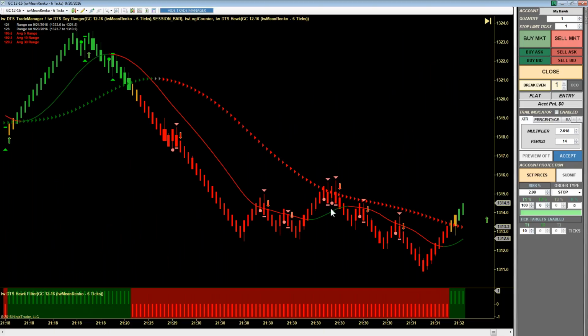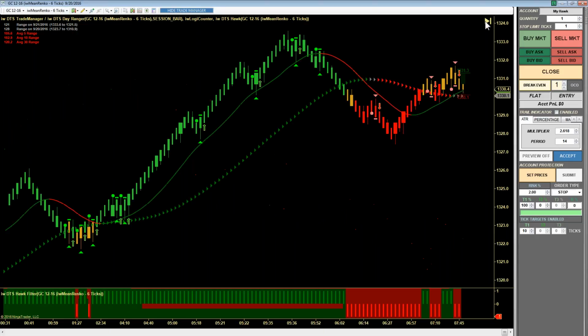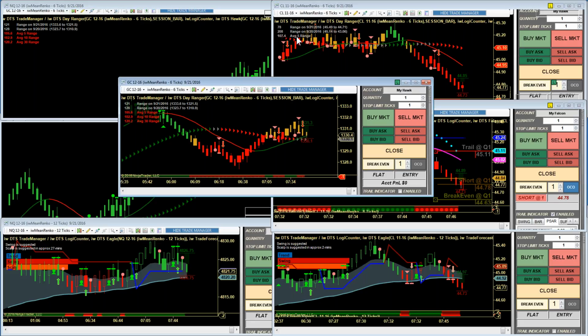Here's a macro pullback signal. The macro pullback occurs when on the Hawk Scalper, the market retreats to the macro line, and then the micro line goes out of sync, but everything else stays in sync. So that's gold on the Hawk.